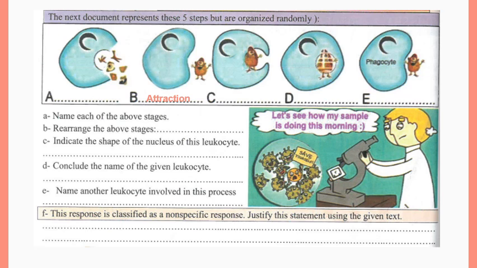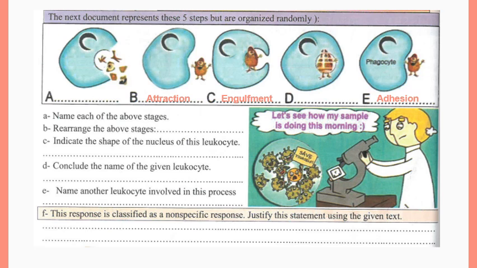Okay? Let's look for adhesion. Where is the phagocyte getting very near to the pathogen? It's E. Then engulfment. Where is the phagocyte eating the foreign body? It's C. Engulfment is C. It's eating or engulfing the pathogen.